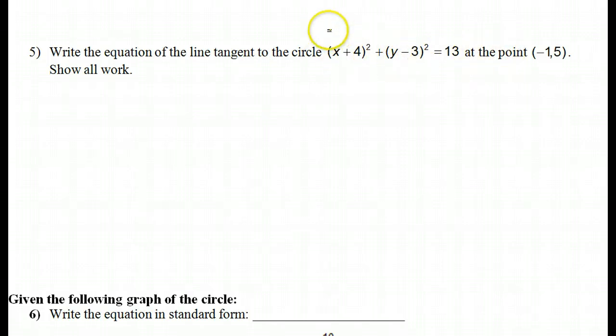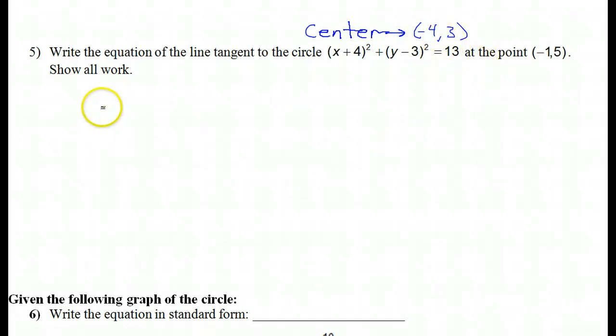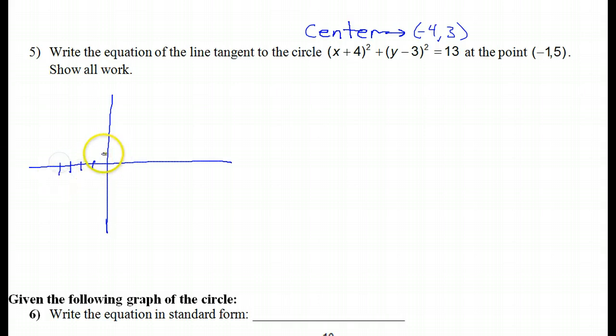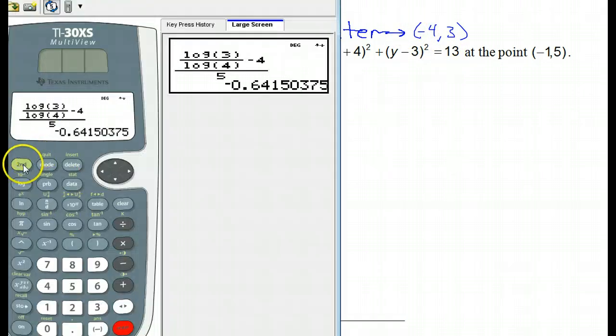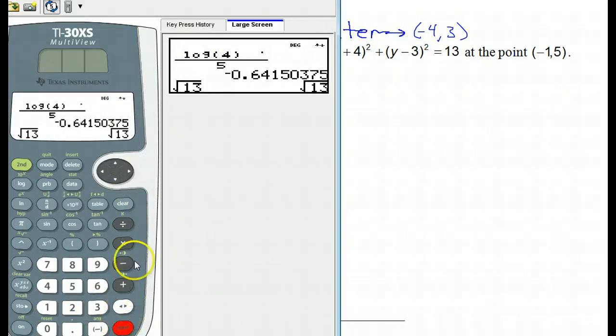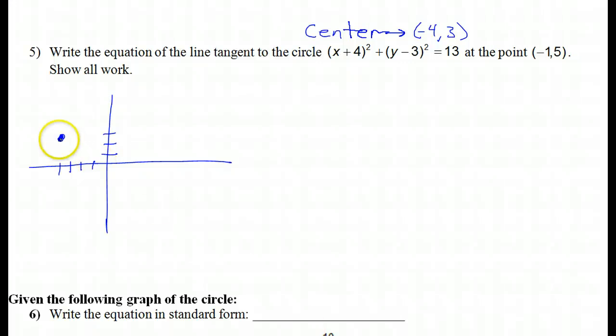First of all, the center. If this is my circle equation, that means it has a center at negative 4, comma 3. All right, that's the center. So let's graph that. I'm just doing a really quick sketch over here. Somewhere over in there is the center of the circle. The square root of 13 is about 3.5, and this is over 4, so 3.5 is going to be in this area.